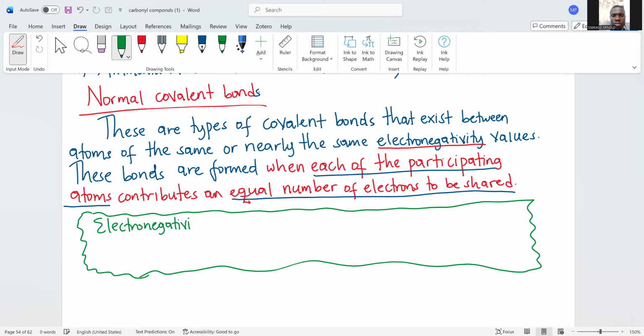Electronegativity means the tendency of an atom to attract bonding electrons towards itself.